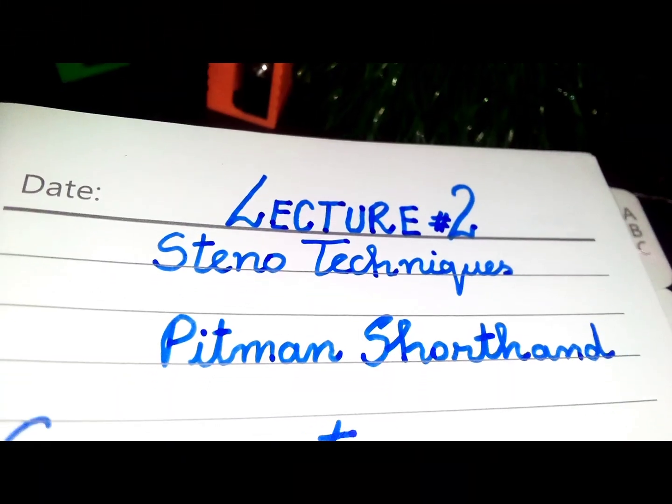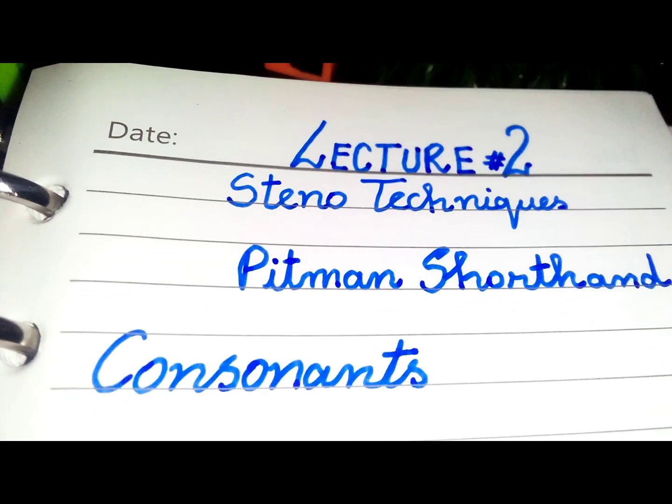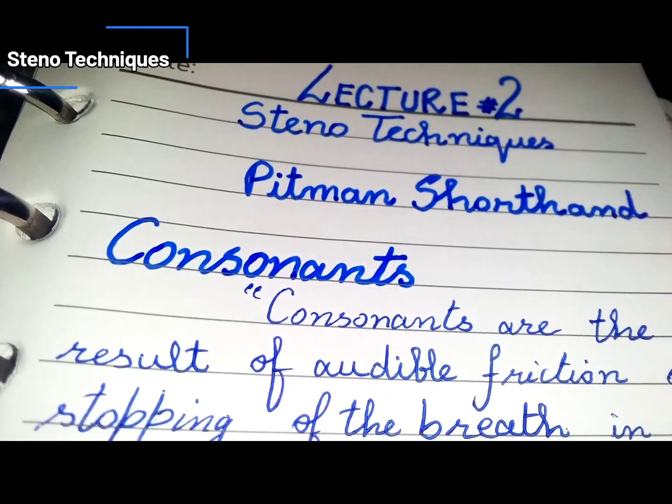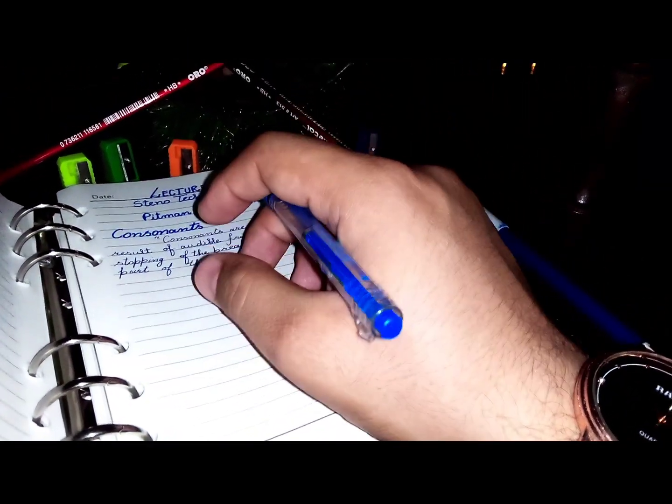In today's video we will start our course according to Pitman Shorthand. Firstly we are discussing the consonants. Consonants are the result of audible friction or stopping of the breath in some part of the mouth or throat. Now we come to the forms of consonants.